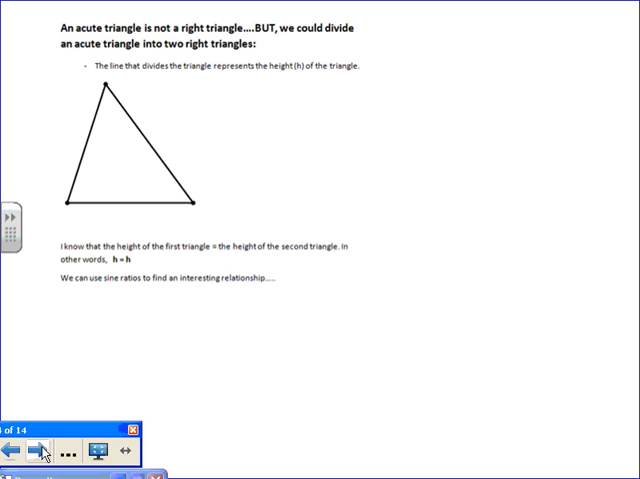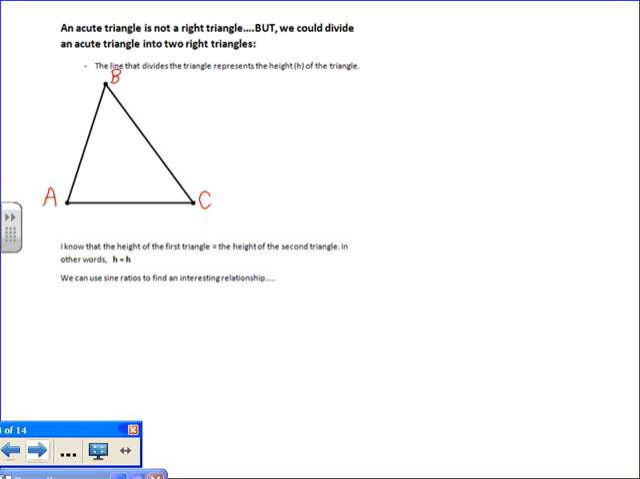But I could take an acute triangle and divide it right in half and make it into two right triangles. And we're going to prove sine law by looking at this acute triangle, and we're going to divide it right down the middle. So let's go ahead and make this the triangle ABC, where I label each of my vertices A, B, C.